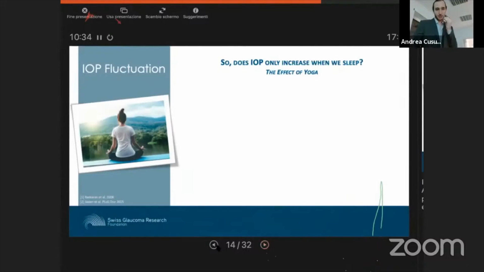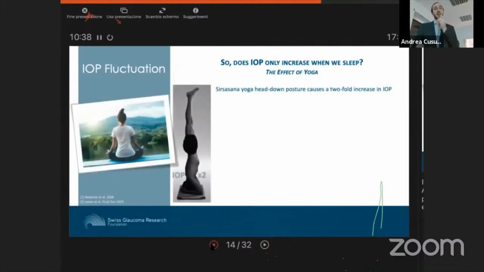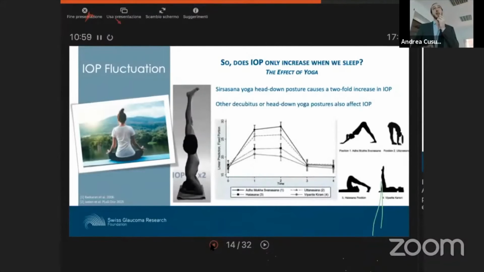I'll try that again. There we go. Sorry about that. This very specific position, which is called the Sirsasana yoga position, which is the one where you've got your head down and your feet over your head, actually doubles the intraocular pressure. So your intraocular pressure is multiplied by 2 when you've got your head down and your feet over your head. And some other studies have looked at other yoga positions, and they have found that to some extent, all of these yoga positions have an impact on the intraocular pressure.